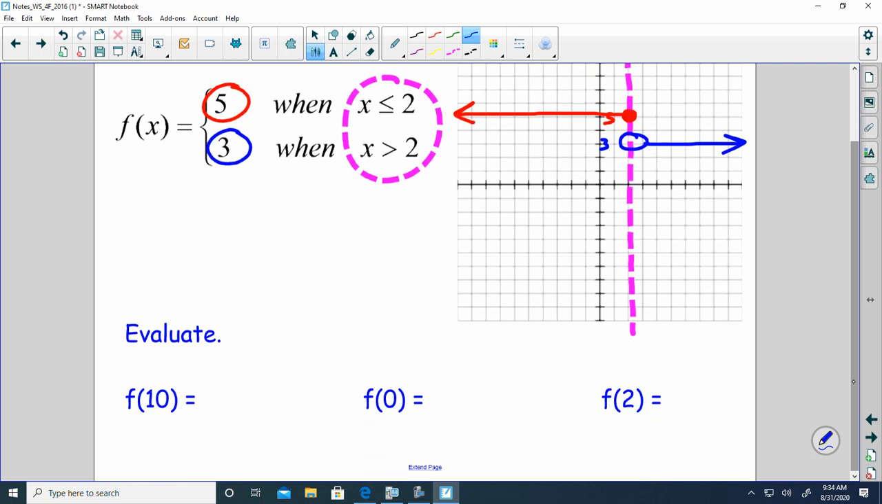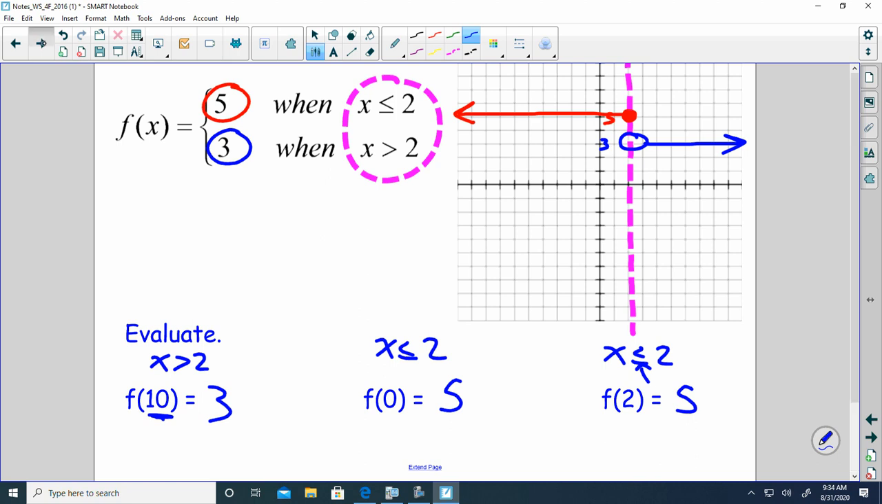Okay, so let's evaluate. So f at 10. Well, where does this fall? Well, that falls into being greater than 2. So what does f at 10 equal? Well, that falls with the graph of 3. F at 0 falls into this category. So what's the value of our graph there? It's just 5. And then f at 2, that falls into this exact one because we have the equal sign there. So f at 2 falls with the red, which we said was 5 as well. Okay, so you're dealing with one line or the other. Remember, you're just getting the y component out, and these are just numeric values.